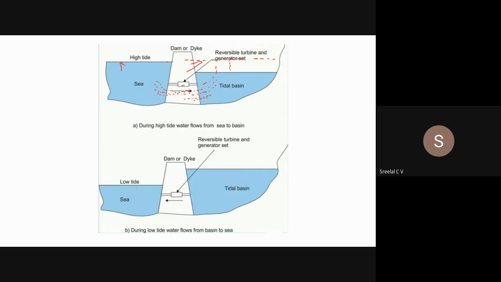The low tide comes. While low tide, the level of that particular water level will be decreasing. As a result here then it will become the high. Yeah, high potential അല്ലേ ഇവിടെ, low potential ആയിരിക്കും. Then the water will start flowing from the tidal basin to the sea. Okay, do you understand? From the tidal basin to the sea.